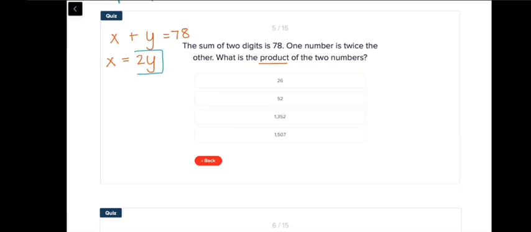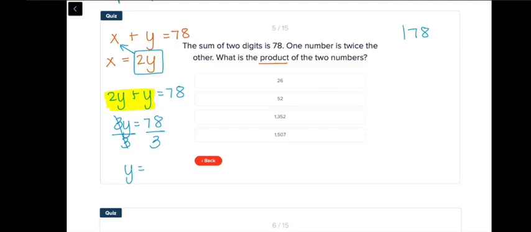So here we can use substitution. I can take this and replace it here. So instead of writing x, I'm going to write 2y plus y is equal to 78. I combine my terms, and I get that 3y is equal to 78. I divide both sides by 3, and we have 78 divided by 3.